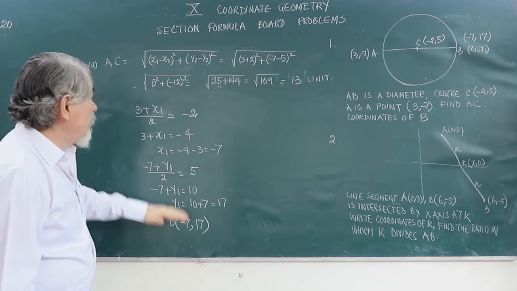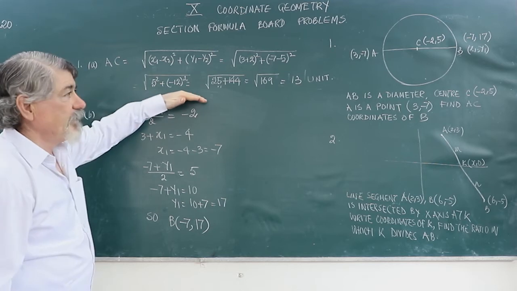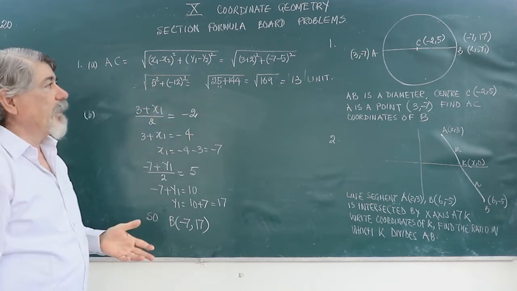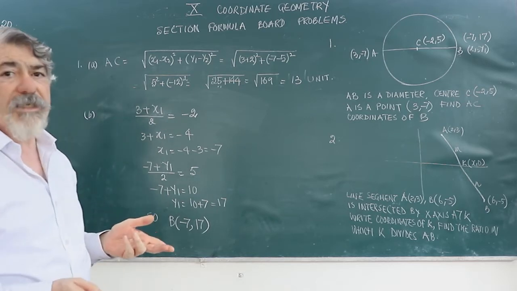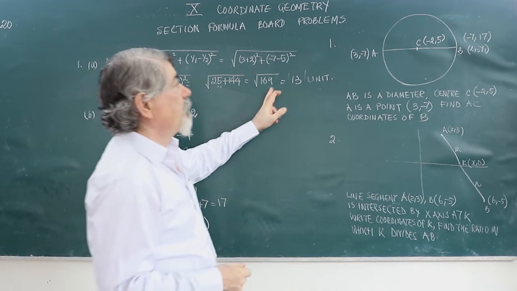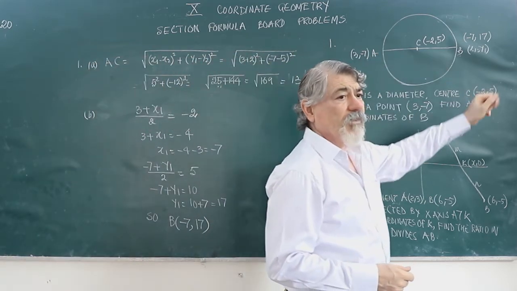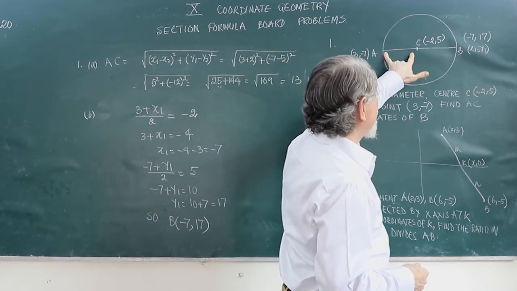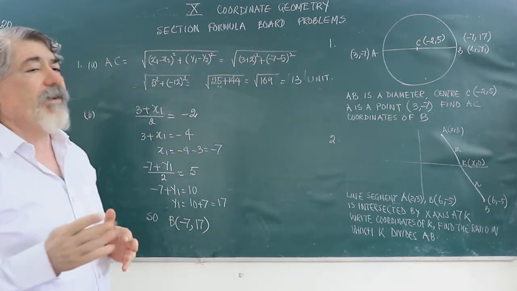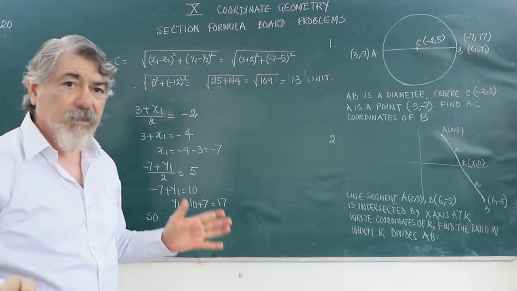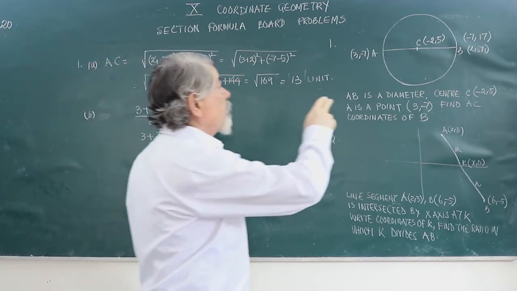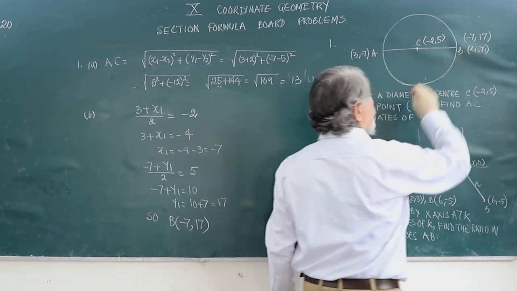So we have got the distance AC, the length of AC. This is the radius. If you want to calculate AB, obviously it will be 26 unit, because diameter is just the double of the radius. I calculated AC. AC is the radius, which is 13 unit, and if I double it, I'll get the diameter.